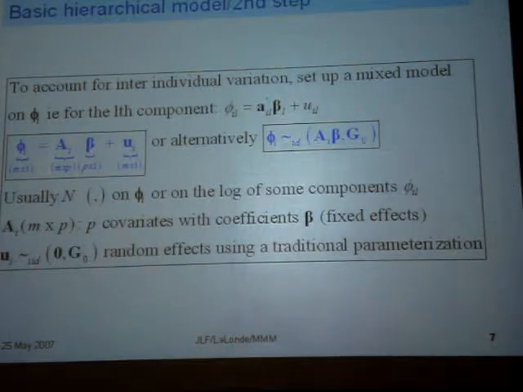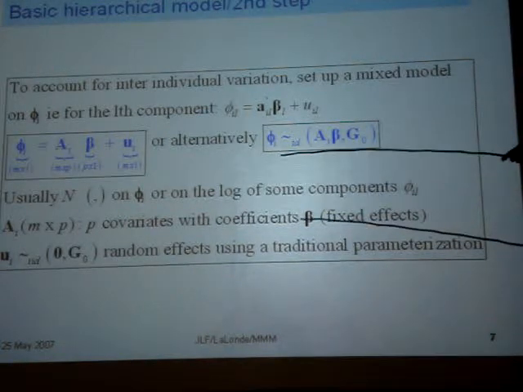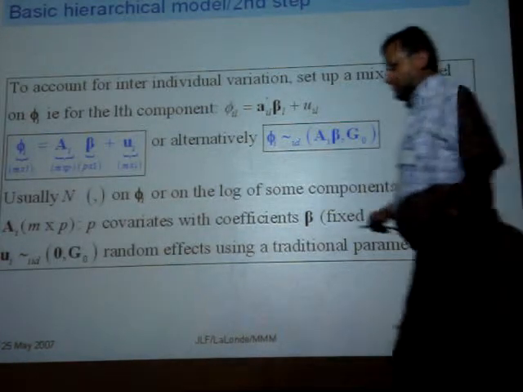Ai is an incidence matrix, corresponding to p covariates with coefficient beta. The ui are the random effects using the traditional parametrization G0.